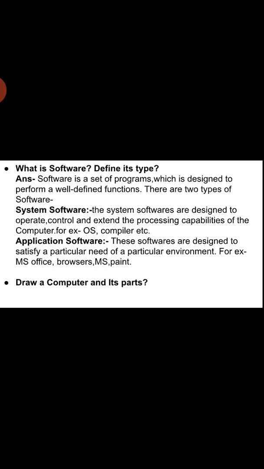The next one is: what is software? Define its types. The answer to this question is: software is a set of programs which is designed to perform a well defined function. There are two types of software: system software and application software. We already discussed that, you only read the answer of it. Now come to the next question: draw a computer and its parts. You have to draw a computer and its parts also.